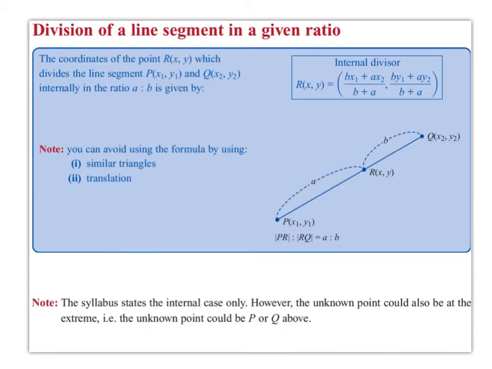So when we sub all these values into our formula, what we're left with is the point R. So the coordinates of the point R (x, y), which divides the line segment P (x1, y1) and Q (x2, y2) internally in the ratio of a to b is given by this formula. So we use this formula to find this point in this ratio.